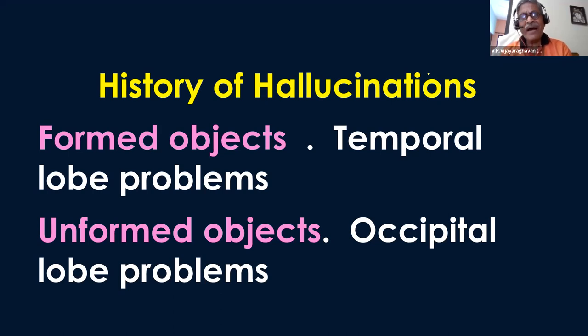Suppose the patient tells you, sir, I'm seeing some zigzag lines and nothing else, no formed image. That is called unformed hallucinations. Never forget, unformed hallucinations, you have to think about the occipital lobe. That means you have to investigate further, as the patient has come to you with some visual loss.